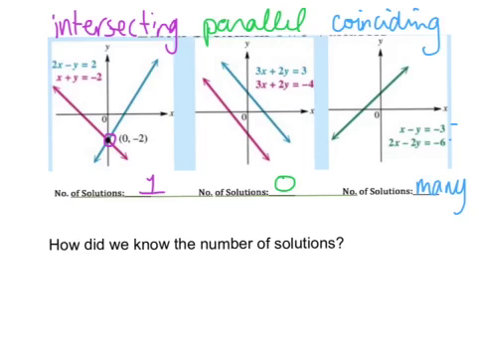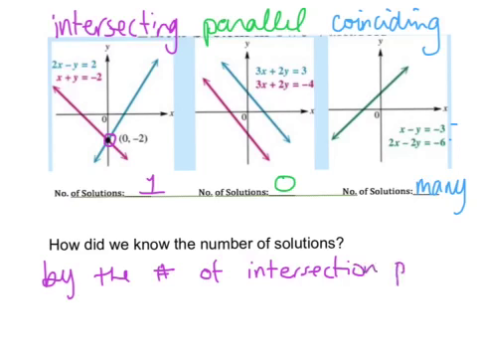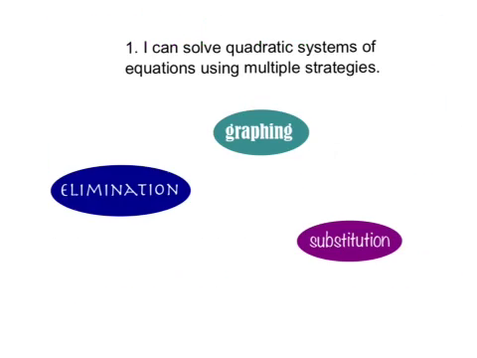So how do we know the number of solutions? By the number of intersection points. And this is going to be beneficial to you today as we go about solving nonlinear systems. So as I said earlier, we're going to be solving quadratic systems, which are also referred to as nonlinear systems. And our systems will be solved using graphing, substitution, and elimination.